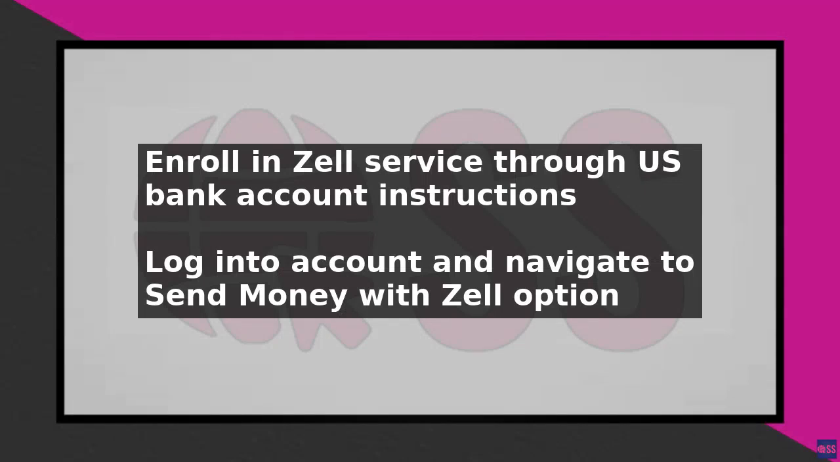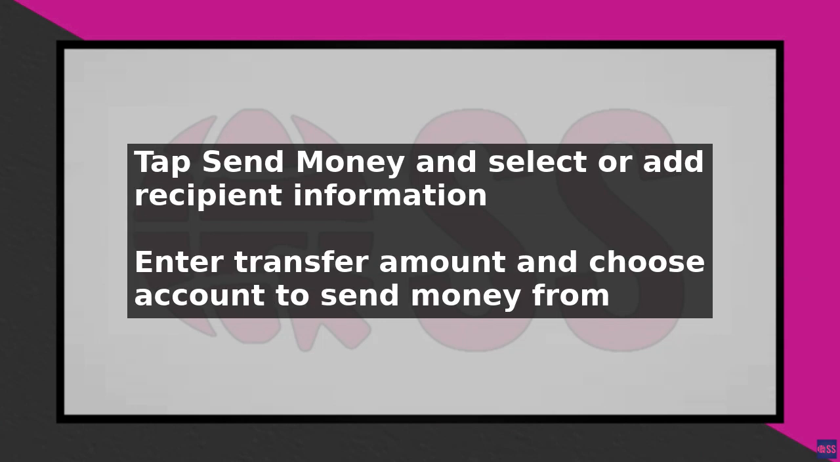To send money using Zelle on your US Bank, you must first be enrolled in the service. If you haven't already done so, you can find instructions on how to enroll. Once enrolled, log into your account and navigate to the bottom of the screen, where you will see 5 options. Tap the first option, Send Money with Zelle.